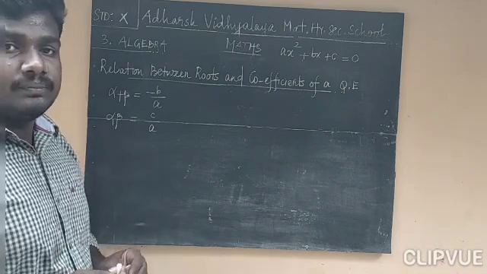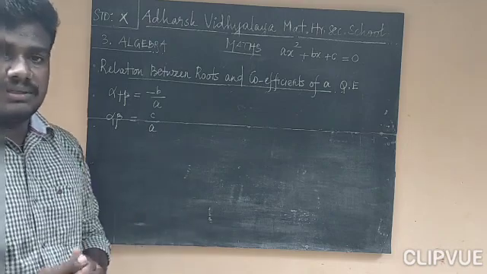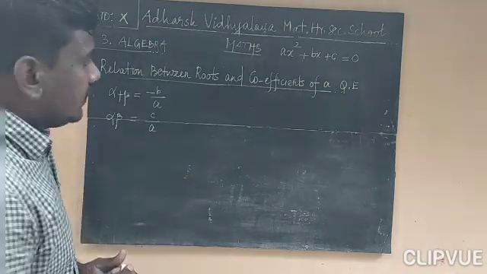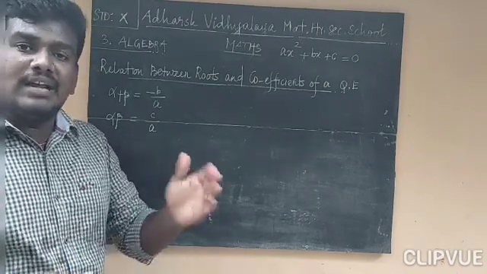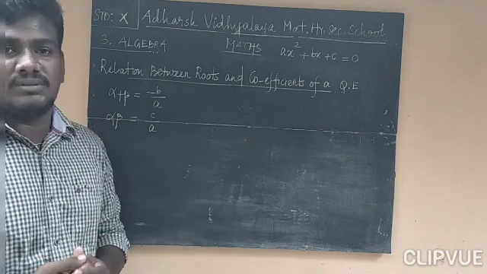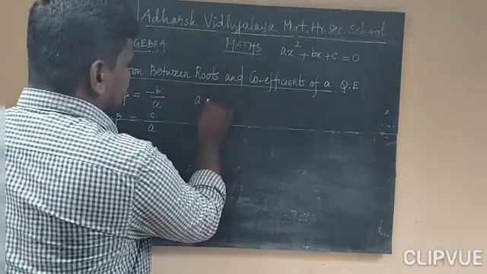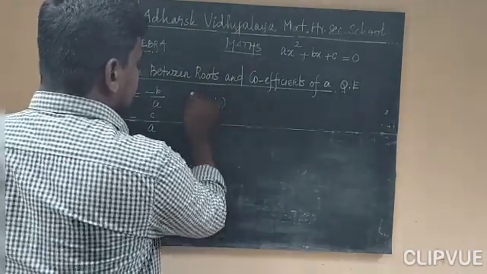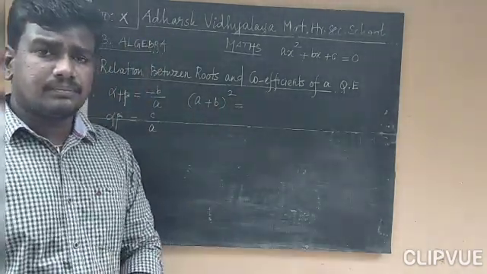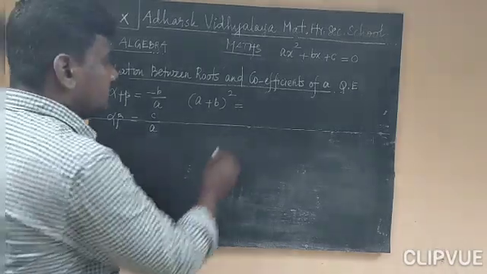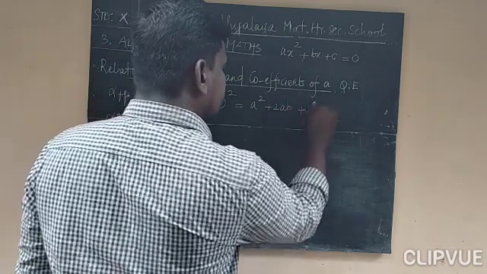Okay, so now we extend this topic. We are going to solve some more problems. How? Actually, I would like to introduce the algebraic identities topic, because it helps us to solve these problems. For example, a plus b whole square. What is the expansion of a plus b whole square? That you know very well. It is equal to a square plus 2ab plus b square.